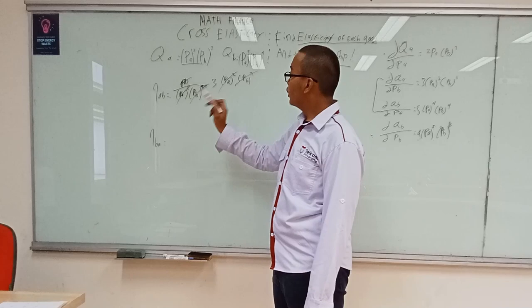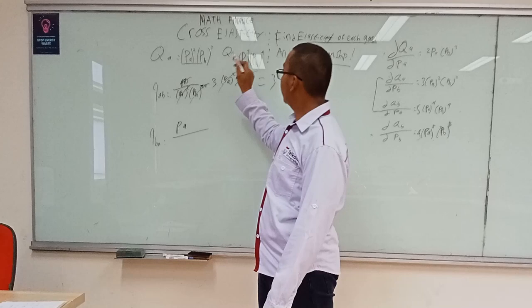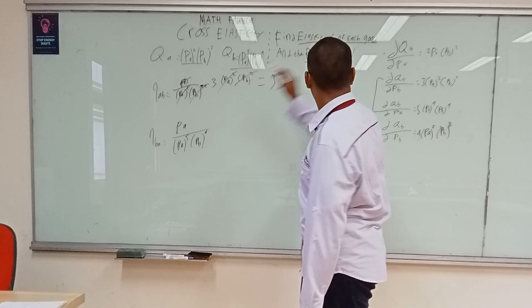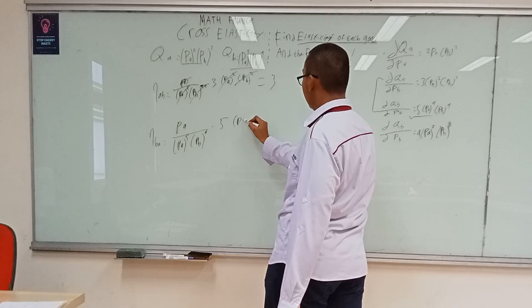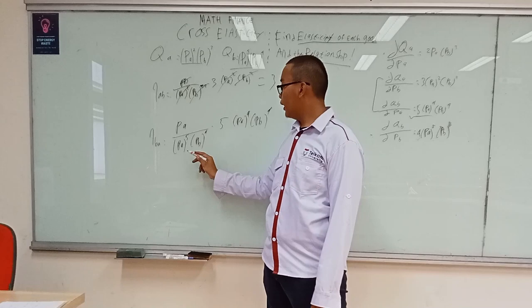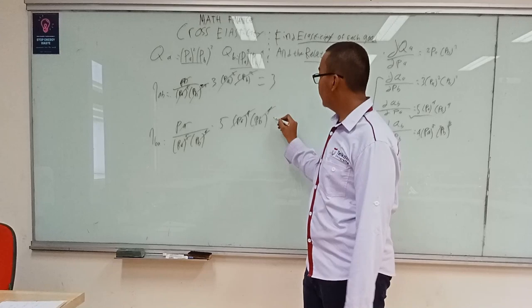And then for nu BA, it's going to be PA per QB. The QB is PA to the power of 5 times PB to the power of 4. Now what we do is times this one, which is times 5 PA to the power of 4 and PB to the power of 4. Like the previous one, PA goes down here, so it's PA to the power of 4, and this is PA to the power of 4, so we can cross this one, and then PB to the power of 4 and PB to the power of 4 cross out too. So nu BA is equal to 5.